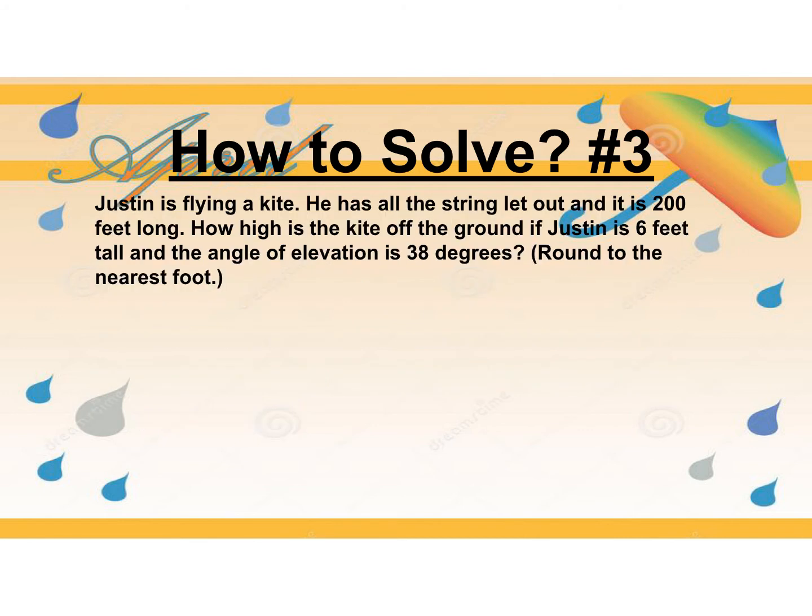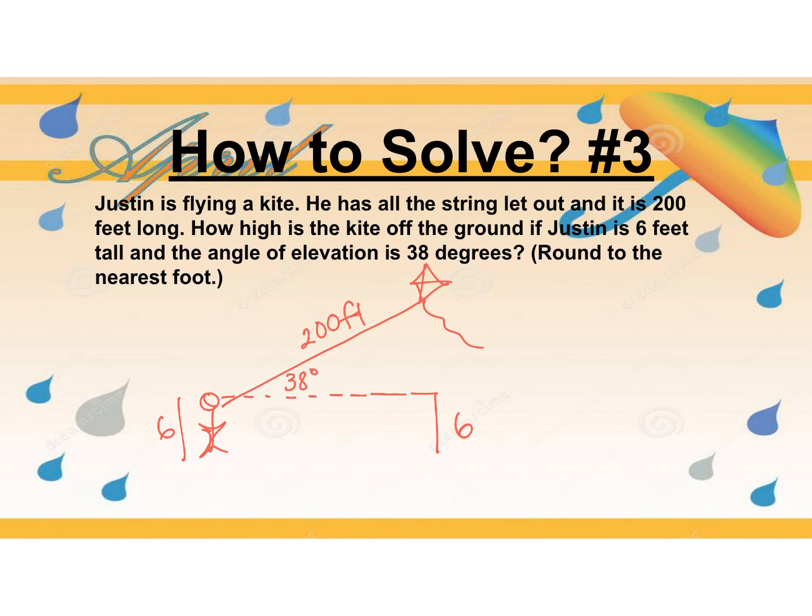So let's picture what that looks like. Here I have Justin, and I know he's 6 feet tall. Here's his line of sight, and I'm also going to put 6 feet tall there. You'll see why in a minute. Here's the kite string, tail, that would be the tail. This would be the string to his hand, and we know that that is 200 feet long. He let out all the string. How high is the kite off the ground if Justin is 6 feet tall and the angle of elevation, which is right here, is 38 degrees? So I need to know this height, and then I have to add it to the 6 so that I can get all the way to the ground.